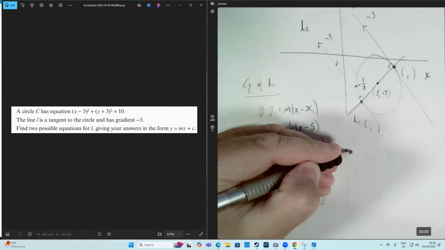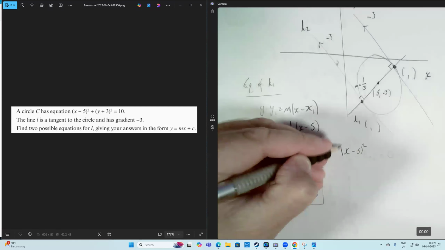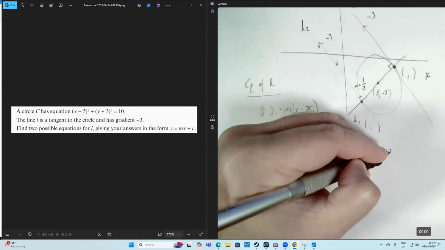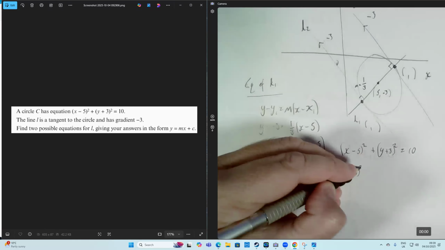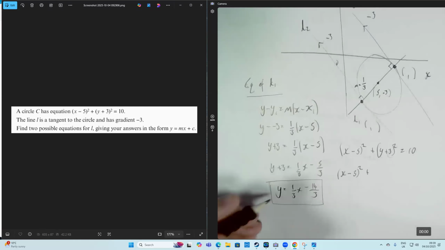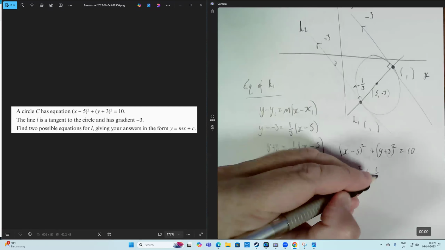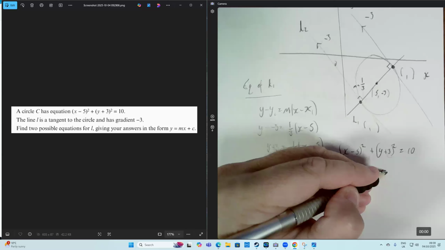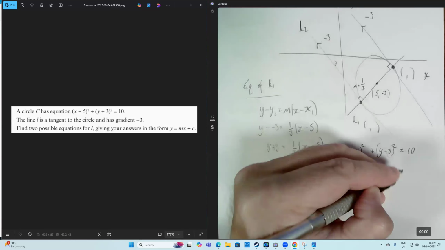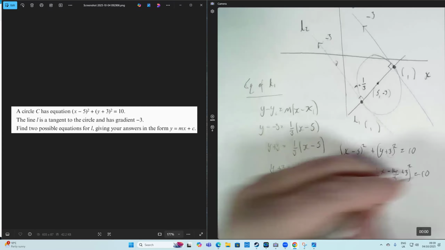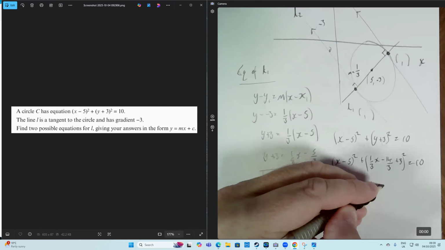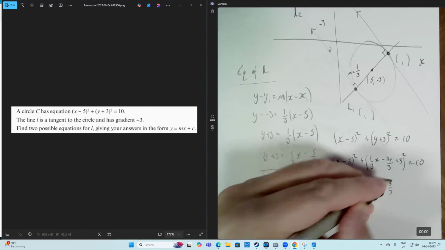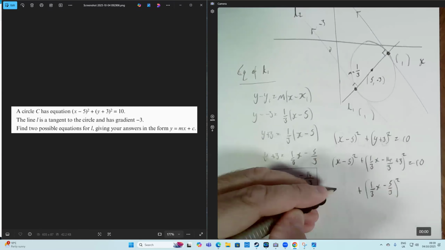So we have our equation of our circle, (x − 5)² + (y + 3)² = 10. We're now going to substitute in the equation of L1. So that's going to be (1/3 x − 14/3 + 3)² + (x − 5)² = 10, which gives us (1/3 x − 5/3)² + (x − 5)² = 10.